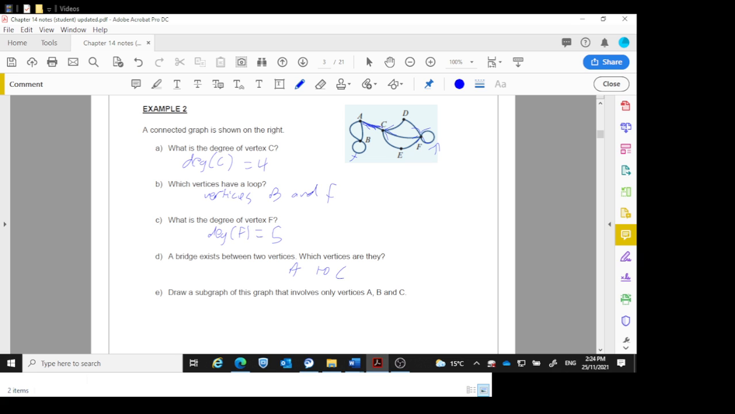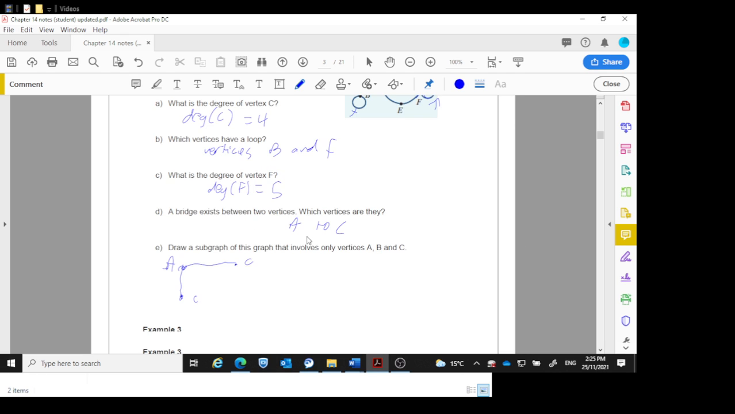Draw a subgraph of this graph that involves only vertices A, B, and C. Well, there's my A, there's my B, and there's my C. Okay, now I'm going to go like this and like this. It doesn't matter which one you do from A to B, there's 2, 1 doesn't really matter. See, A to C is only one way.